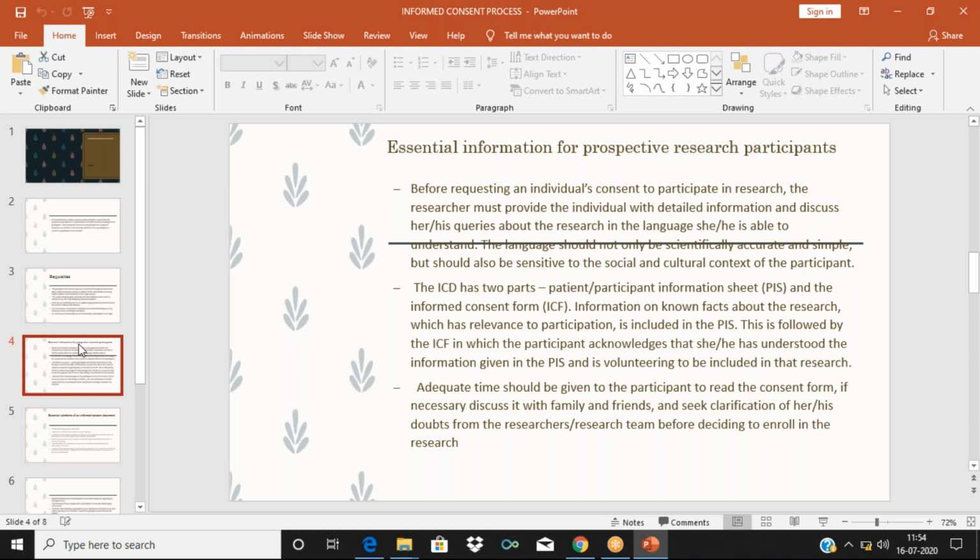Then, as I said earlier, the ICD, informed consent document, will have two parts. One is the participant information sheet, and the other is the informed consent form. In the participant information sheet, all the aspects of the study will be there, and it will be explained to the participant, and also given to them as a document, which is called the participant information sheet. All the information that the participant should know about the research that is going to affect their decision to participate should be included in it.